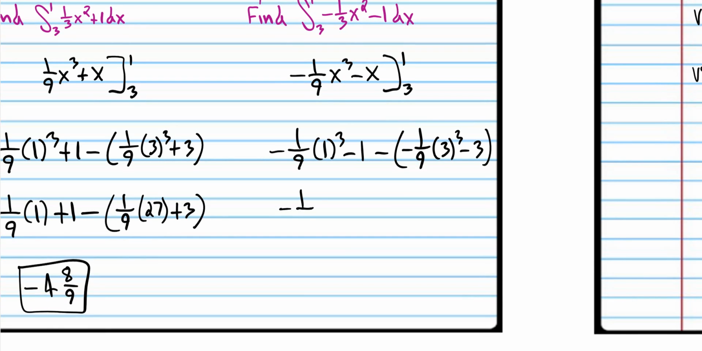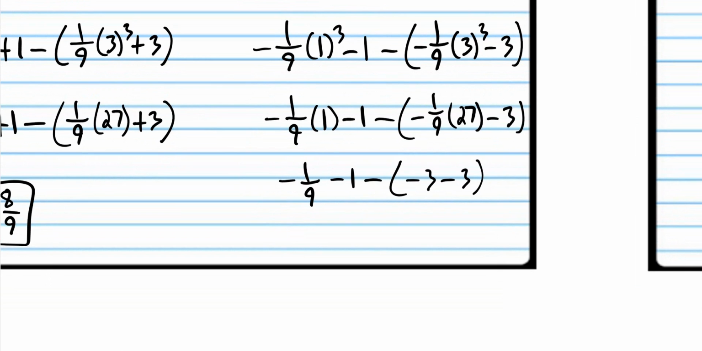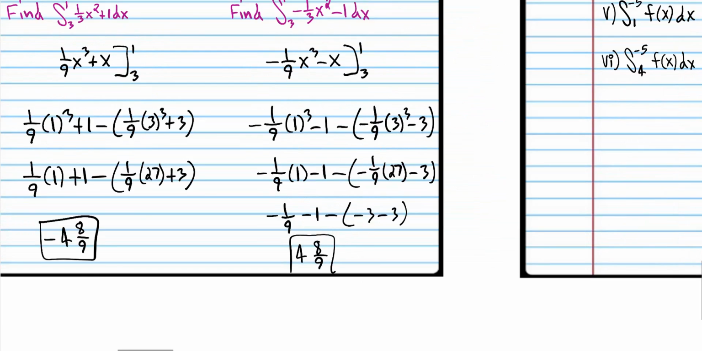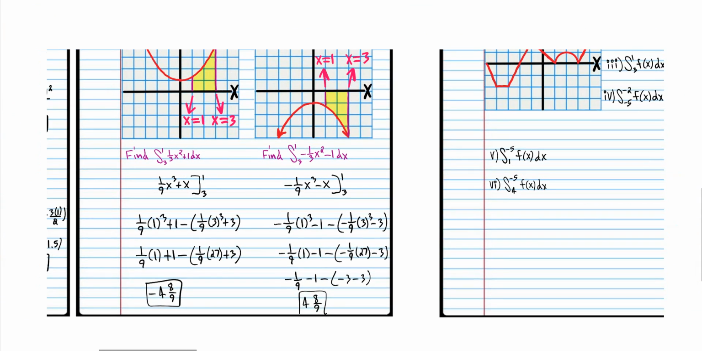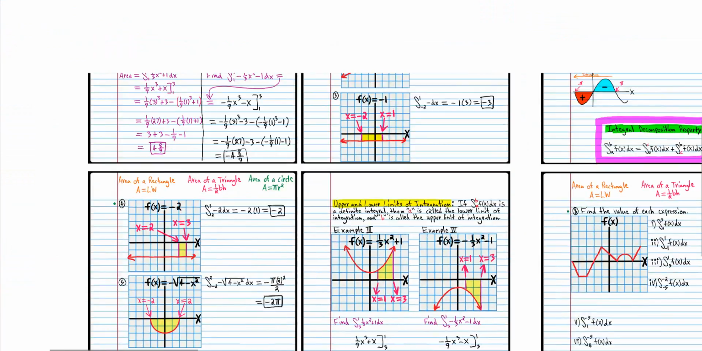So now we get negative 1/9 times 1 minus 1 minus negative 1/9 times 27 minus 3, and negative 1/9 minus 1 minus negative 3 minus 3, and we're out of room, so we can just calculate. And we get positive 4 8/9. So our area was below the x-axis, but we got a positive number. Why is that? Well, because we're integrating in the opposite direction. So it's kind of confusing.